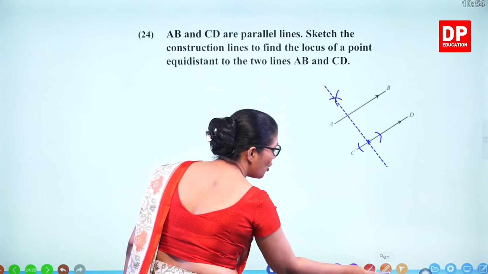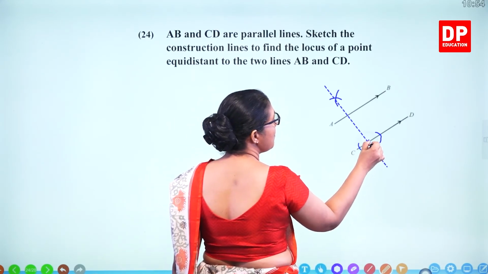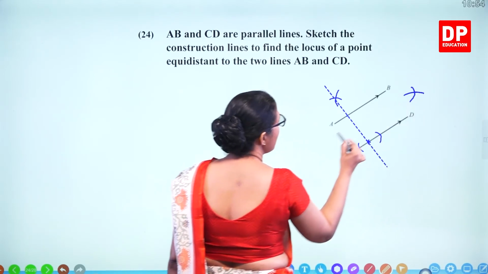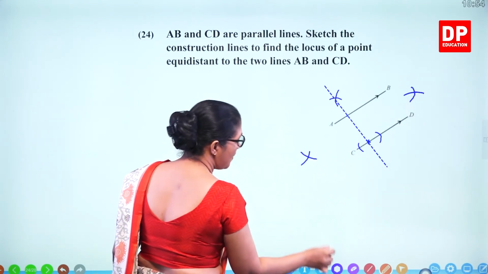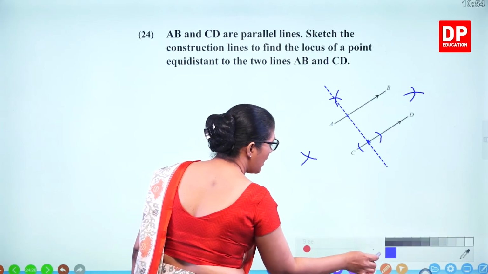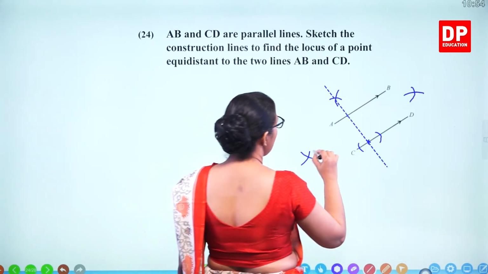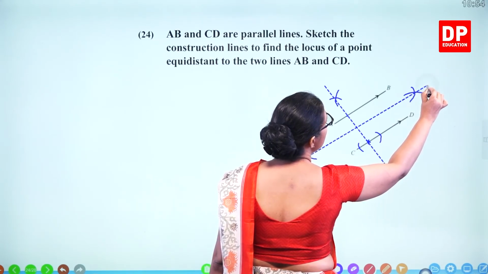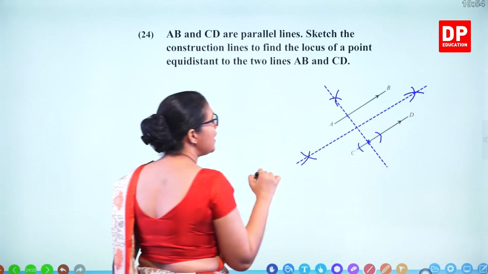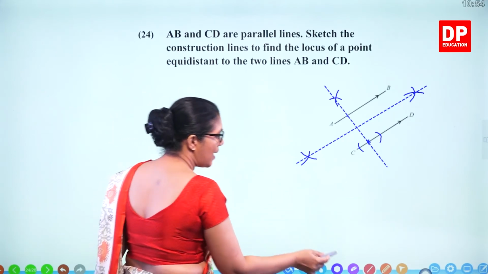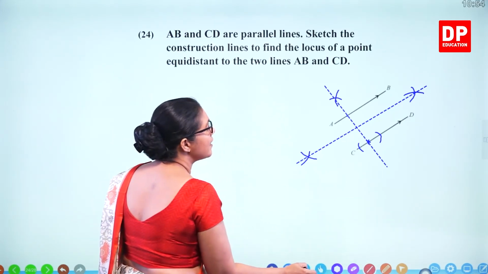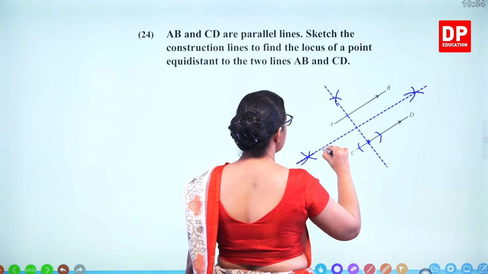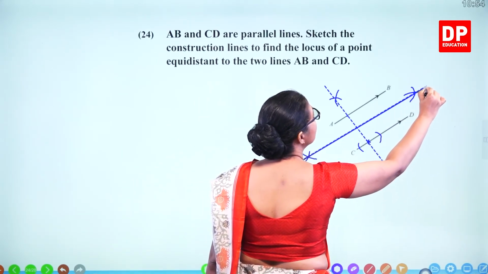So what you do? You take the compass, keep it here and keep it here and draw arcs like this, and then connect it. When you connect this line and this line, you get the middle line. That's the perpendicular bisector. So the perpendicular bisector is the line. So you can draw the locus, that's this line.